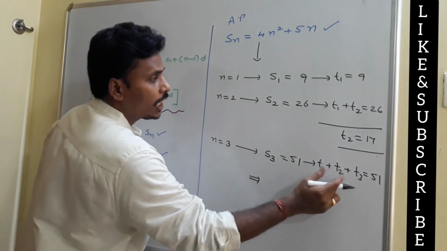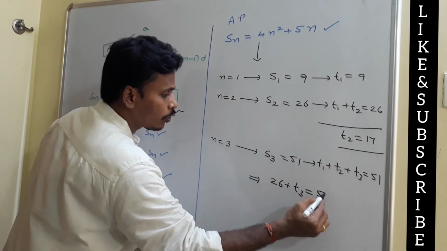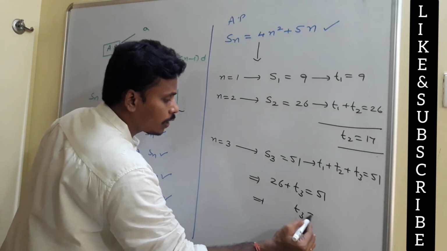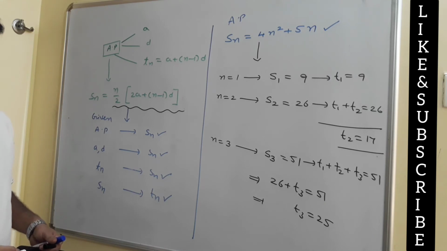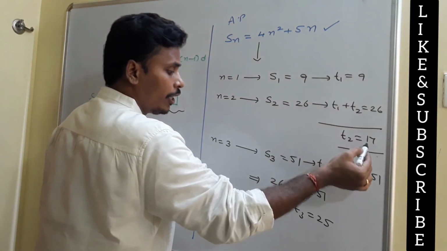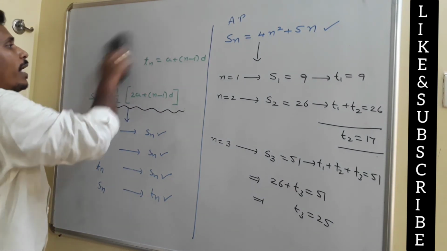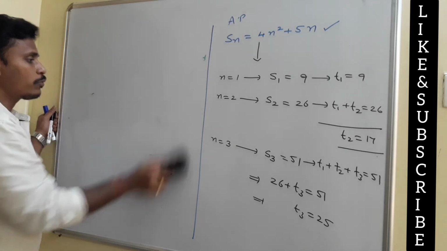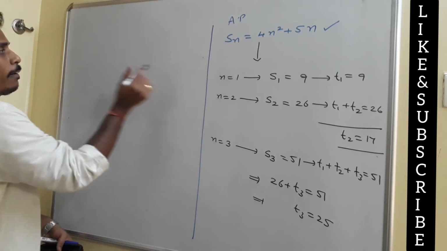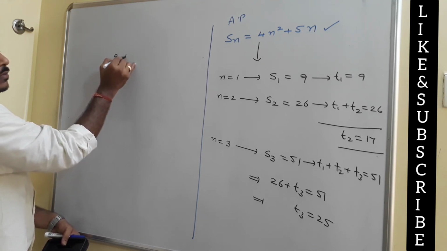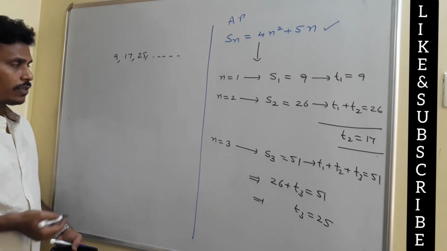And from there, T1 plus T2, it is already there, like 26. 26 plus T3 is equal to 51. From there, if you simplify, you will get that T3 is equal to 25. Is it clear? Then T1 is 9, T2 is 17, T3 is 25. Therefore, what are the terms of the arithmetic sequence? If you look at this, 9, 17, 25 and so on are the terms of the arithmetic sequence.